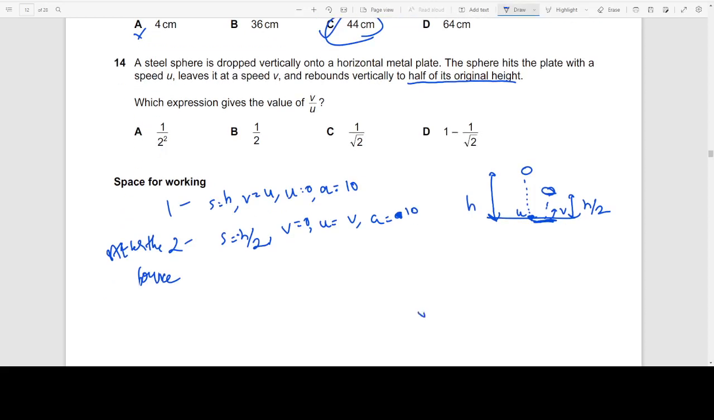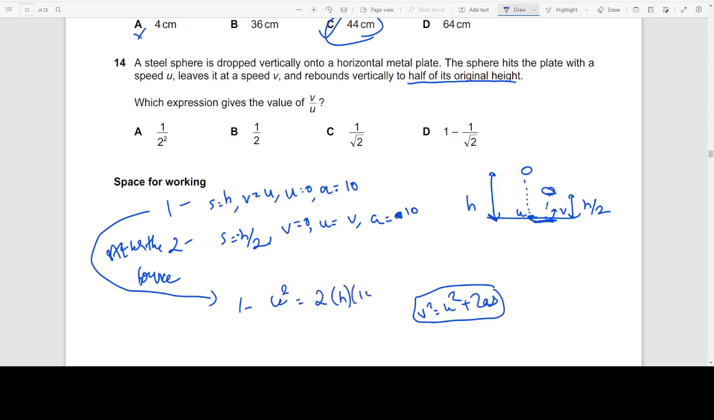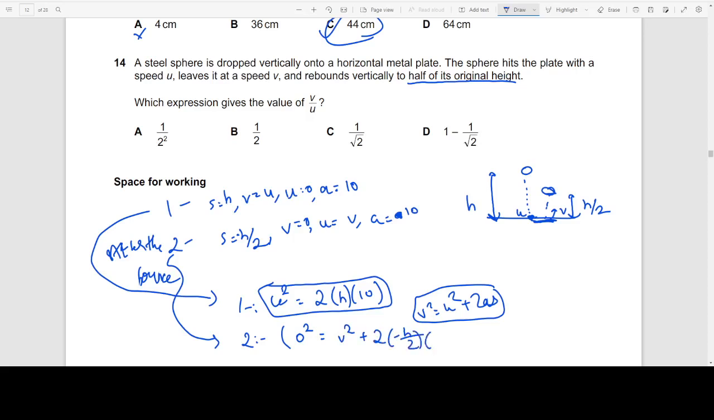So we know that v square equals u square plus 2as, this formula. For the first part, v square equals u square, which is 0, plus 2 into h into 10. Alright, so we have this first equation, and for the second part, v square is equal to u square plus 2 into a into s.